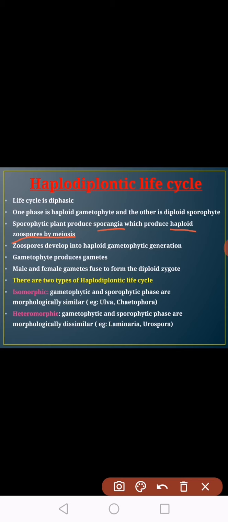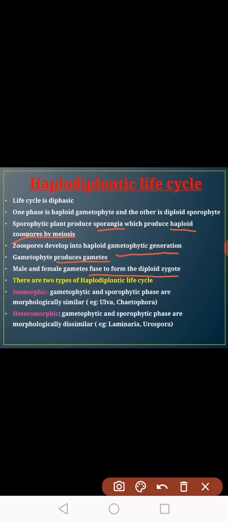Now this zoospore develops into a haploid gametophytic plant body. From this gametophytic plant body, gametes are produced. There are two types of gametes, male gamete and female gamete. These male and female gametes fuse together to form the diploid structure called zygote. Am I clear? So these are the events taking place during the haplodiplontic type of life cycle.